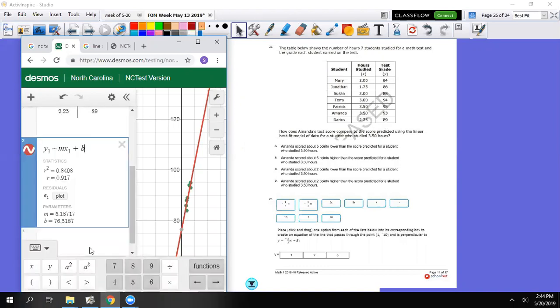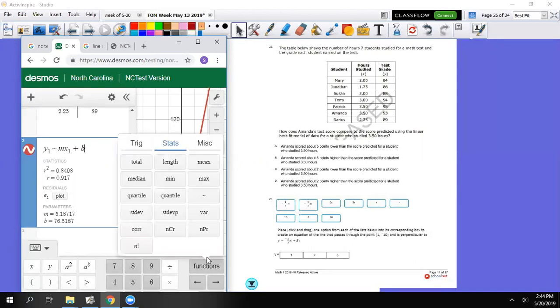Okay, again, in order to find our line of best fit, because it says how does Amanda's test score compare to the score predicted using the linear best fit model of data for a student who studied 3.5 hours. Okay, so I'm going to use Y1 regressed against MX1 plus B. Remember, to get the regressed against symbol, we're simply going to hit functions, stats, and this symbol here next to quantile.